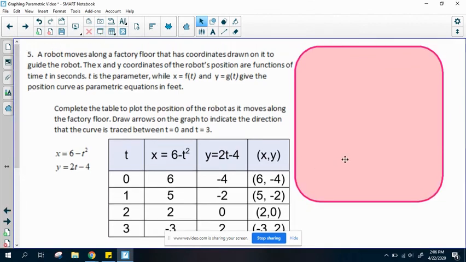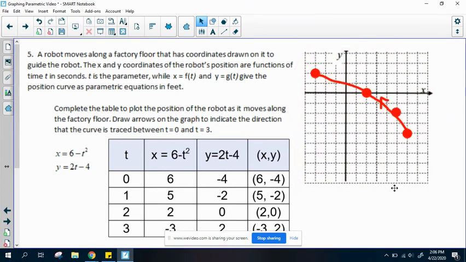And then this is a really good example of where things don't necessarily have to go left to right. So if you were to take all these ordered pairs at these specific time intervals, you would end up with a graph like this, and this is how the robot would move across the floor. So notice we would have assumed it would have gone left to right, but that's not what happened. Kind of cool.